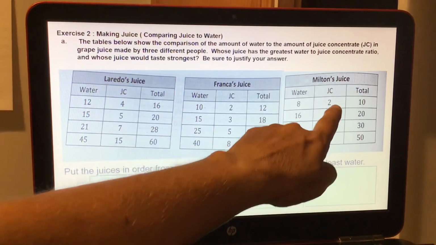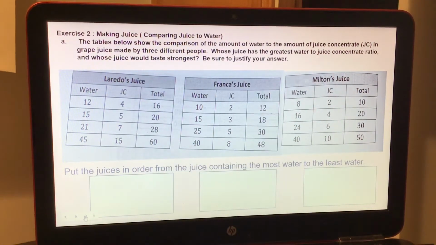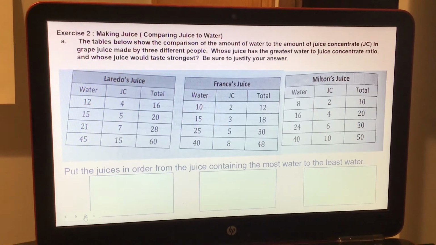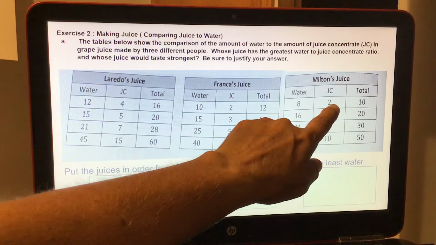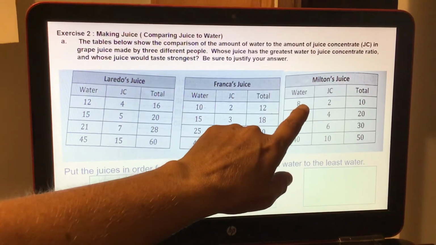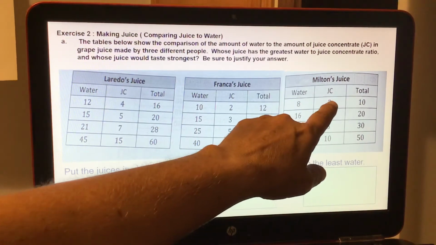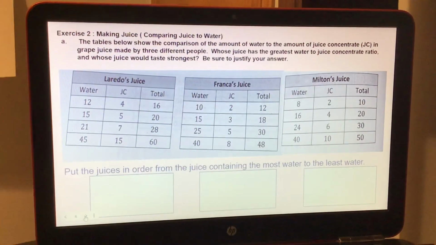Water's 8, juice is 2. It's 8 to 2. I'm going to make it into a fraction. 8 over 2. I'm going to divide both numbers by 2 because I know they're even. And 2 goes into 8 4 times, and 2 goes into 2 1 time, so it'd be 4 to 1.